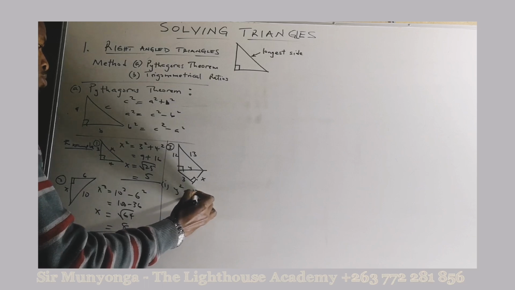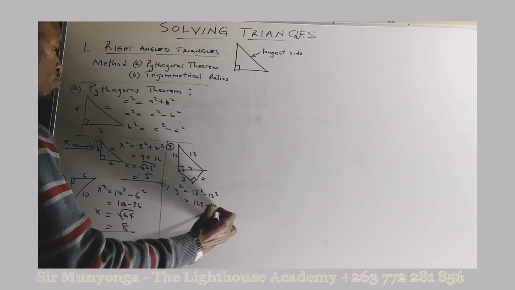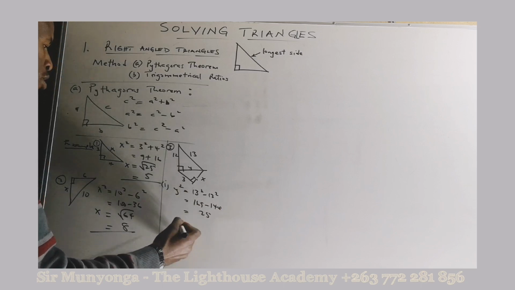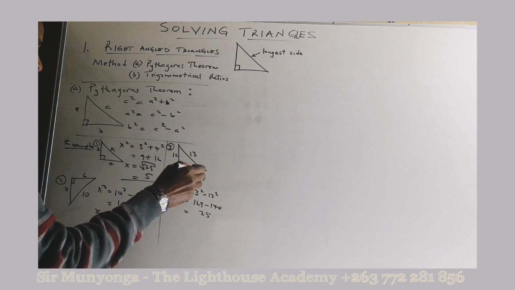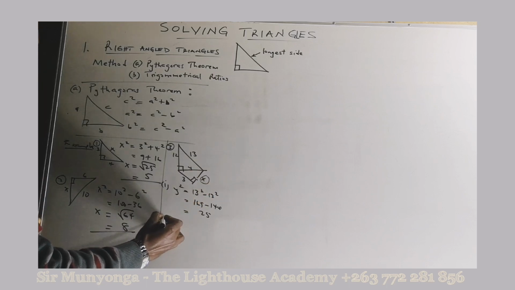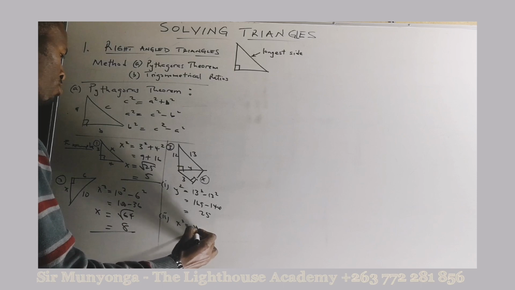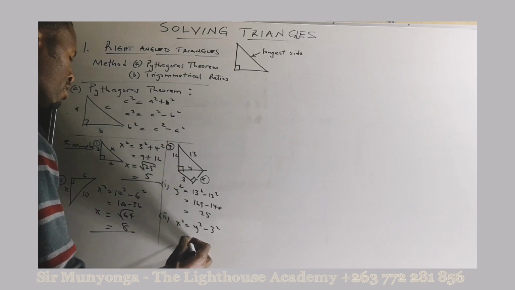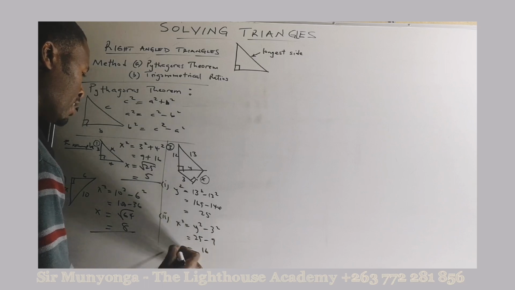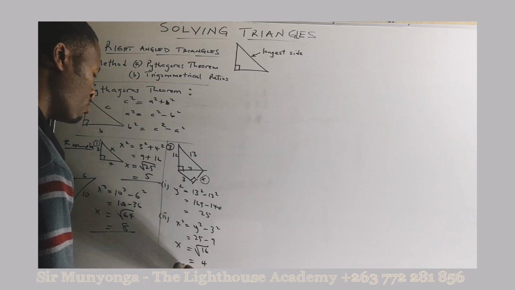So y squared will be equal to 13 squared minus 12 squared. 13 squared is 169. 12 squared is 144. 169 minus 144 is 25. You don't necessarily need to find the value of y. Remember, our question required us to find the value of x. So now in part 2, we say x squared is equal to y squared minus 3 squared, and our y squared is 25. 25 minus 9, we get 16. So x will be equal to the square root of 16, which is 4.